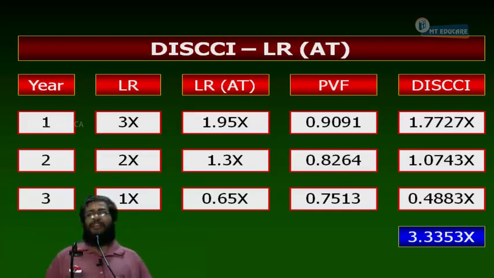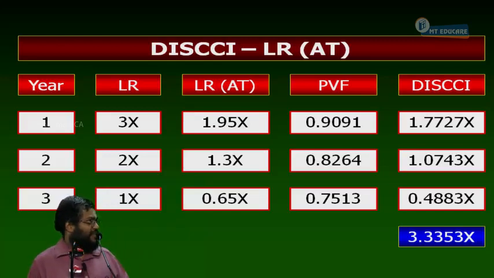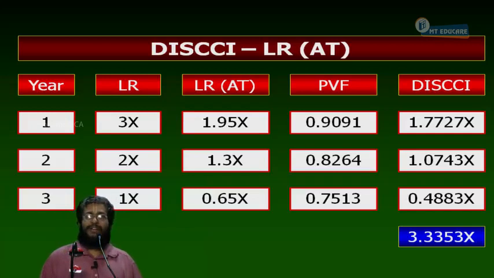10% can be called as IRR only when the discounted lease rental is equal to what? Amount to be recovered from the lessee. Only when the discounted lease rental is equal to the amount to be recovered from the lessee. Am I right or not? Now, please equate it.